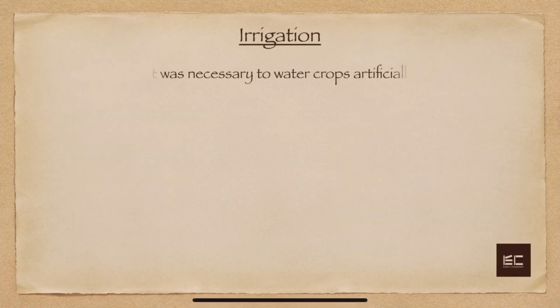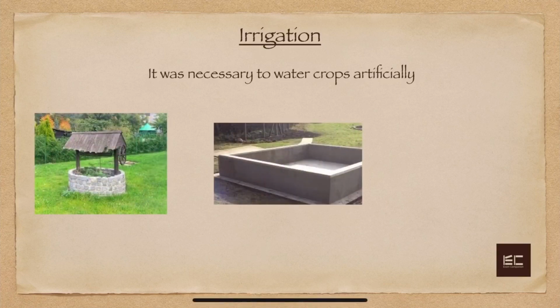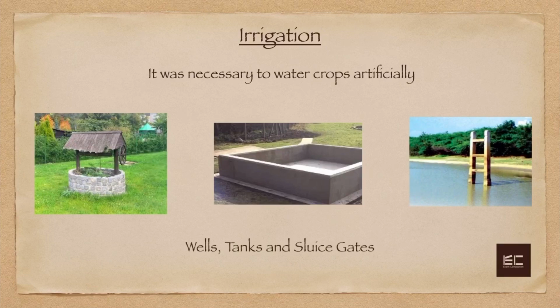Talking of irrigation, when crop production grew, it became more important to water the crops artificially as well. Farmers could no longer depend on rain alone. So, wells were dug, huge tanks were constructed to collect rainwater, and sluice gates were constructed. A sluice gate is a gate that is used to control flow of water. It helps in releasing the right amount of water from rivers and canals.